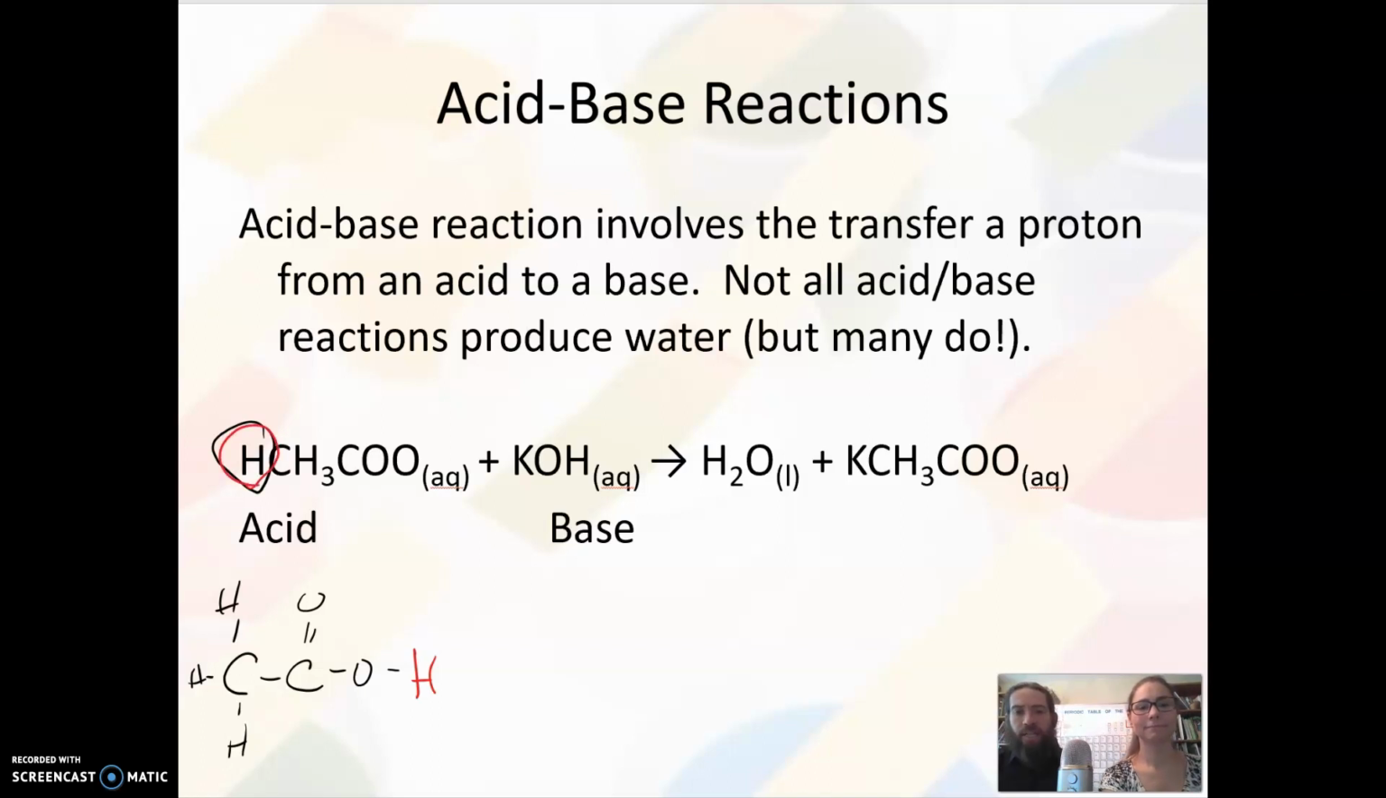And really what's going on here is this acid is donating that proton. There's just one; this is a monoprotic acid. Even though there are additional hydrogens in there, the ones that are bonded to the carbon are not going to be donatable. So it donates its proton to the base, and we end up forming water and potassium acetate, and we can predict these products very similar to a double displacement type reaction.